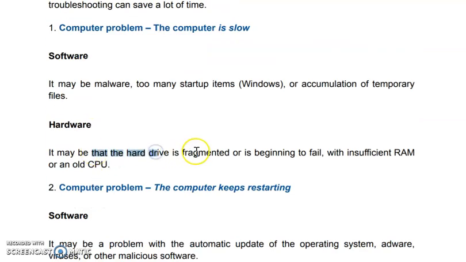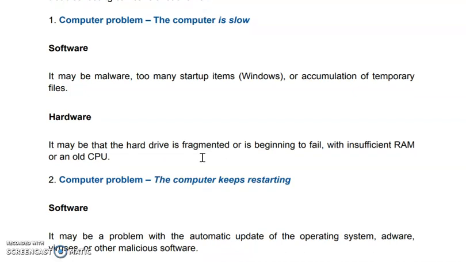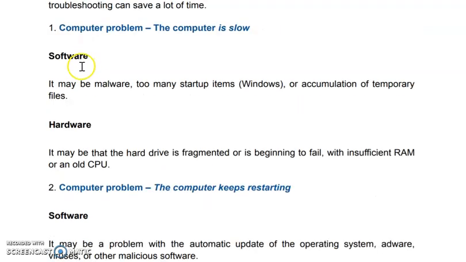Then a hardware problem: suppose your hard disk is fragmented. We have seen the fragmentation concept, and you might have learned it in operating systems too. Fragmentation means your system has a lot of space available, but it is in broken pieces, and you cannot use that space. So while retrieving data, it is stored in different slots, and that's why it takes time to read and write that data. So this is what we have to identify when the computer is slow.